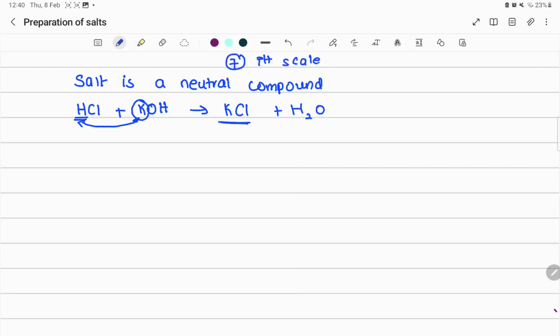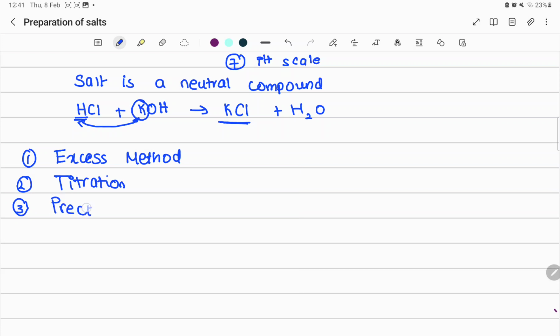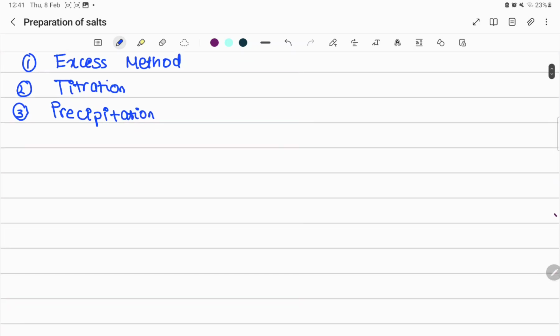So there are different ways to obtain a salt. The 3 ways that we will be doing are the excess method, titration, and precipitation.